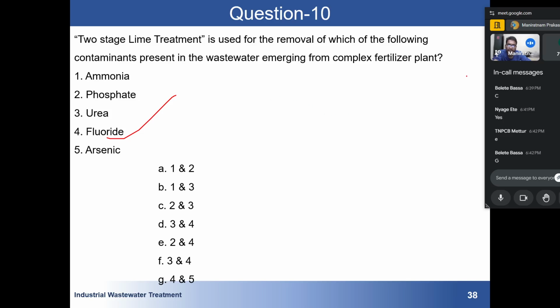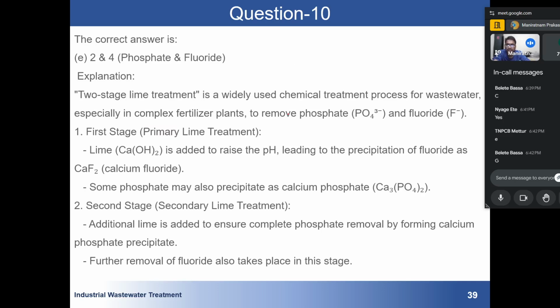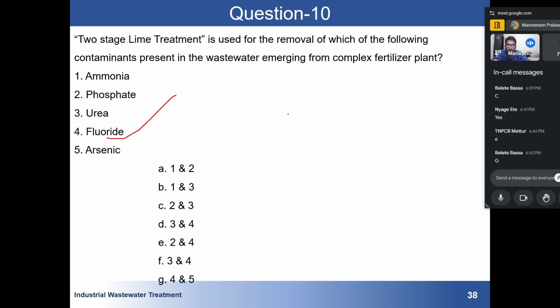And you might be saying, with respect to this thing, that in a complex fertilizer plant we have production of arsenic also. Meaning if the raw material contains arsenic, it will get released. Let's see the answer. The correct answer is E, 2 and 4. See, it will contain our rock.